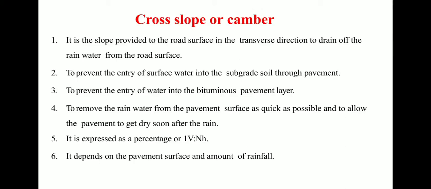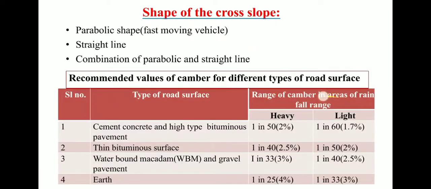It is expressed as the percentage of one vertical as to one horizontal. Make a correction here. One vertical is to one horizontal. It depends on the pavement surface and amount of rainfall. Also, we can say that there are different types of camber, or there are different shapes like parabolic camber, straight camber, and combination of parabolic and straight.